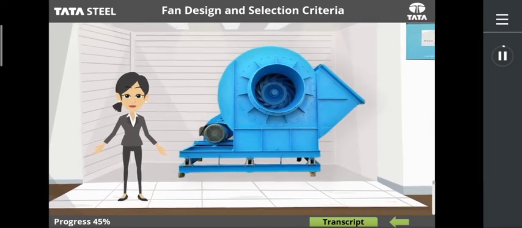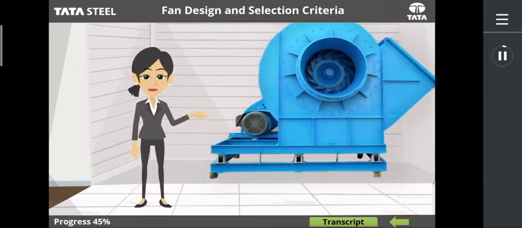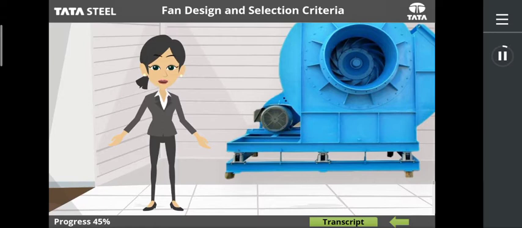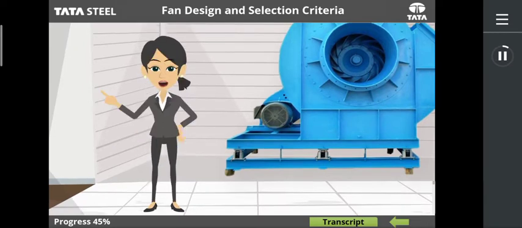We have learnt about the fan laws. Are you aware of the fan designs? And what about the various selection criteria? If not, let's learn about it.